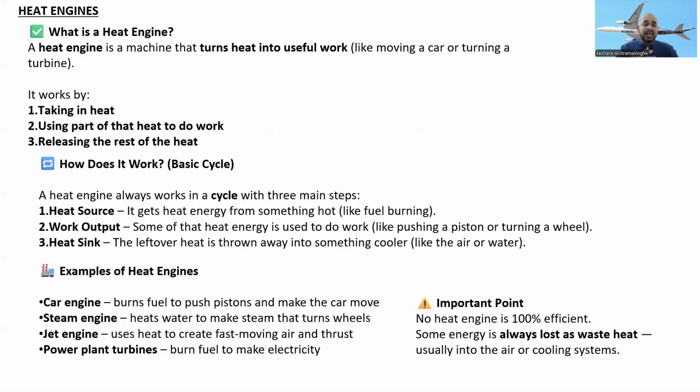The car engine burns fuel to push the piston and make the car move, and the steam engine heats water to make steam that turns the wheel. The jet engine uses heat to create fast-moving air and thrust. And power plant turbines burn fuel to make electricity. An important point is that no heat engine is 100% efficient. Remember, no heat engine is 100% efficient. Some heat is always lost as waste heat, usually into the air or cooling system.